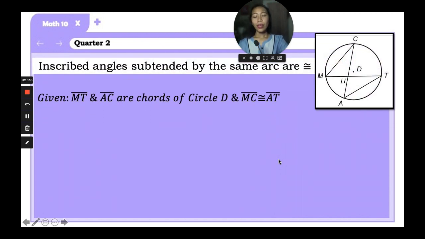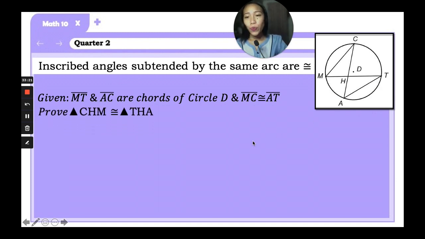Okay, about this next theorem: inscribed angles subtended by the same arc are congruent. So we will be referring to another figure, in this case, circle B. It is given that segments MT and AC are chords of circle B, with segment MC congruent to segment AP. Again, segment MC is congruent to segment AP.